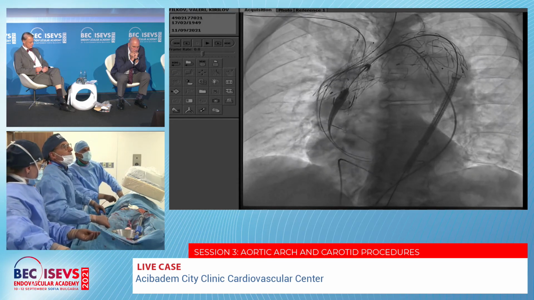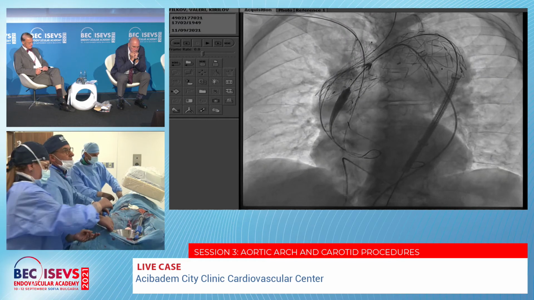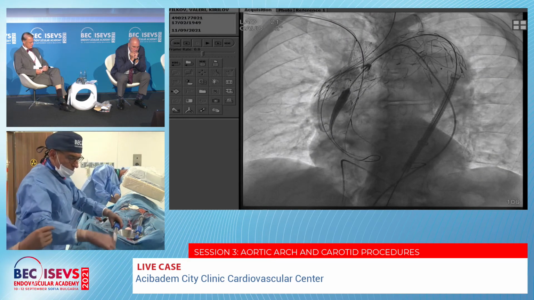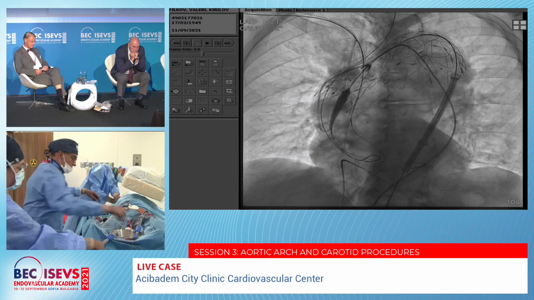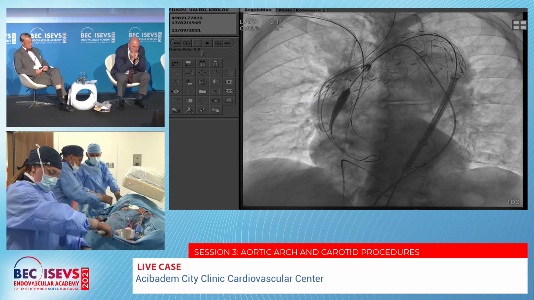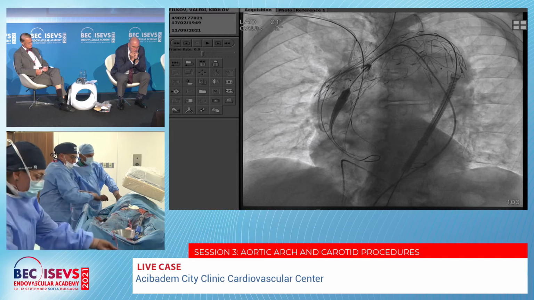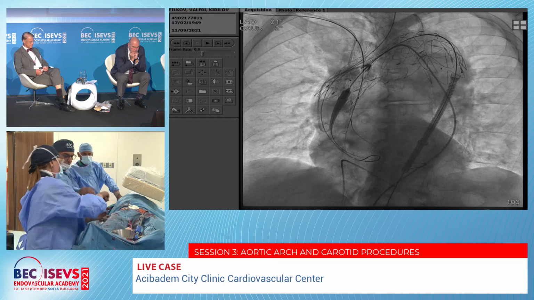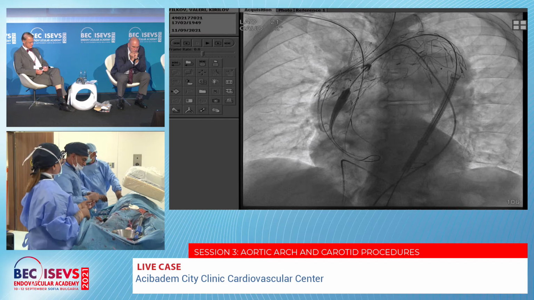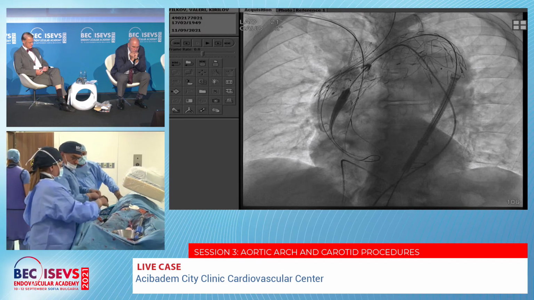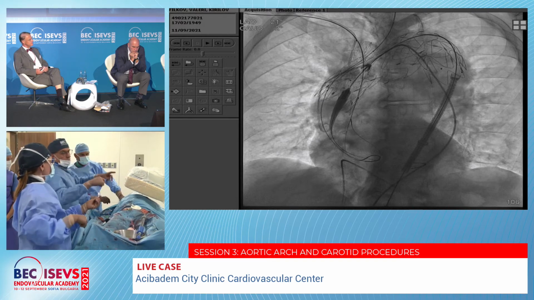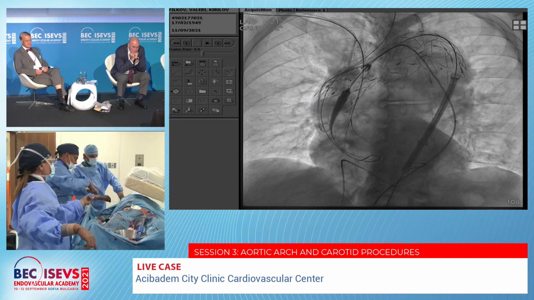So now we are going to interchange the endurant graft that was implanted sheathless in order to have a smaller hole. We are going to put the 12-French sheath and to position the 12 millimeter balloon.